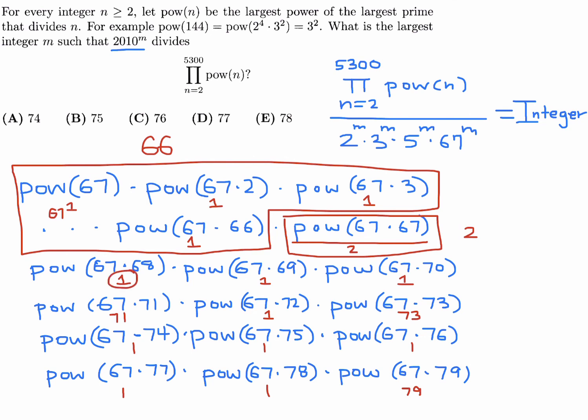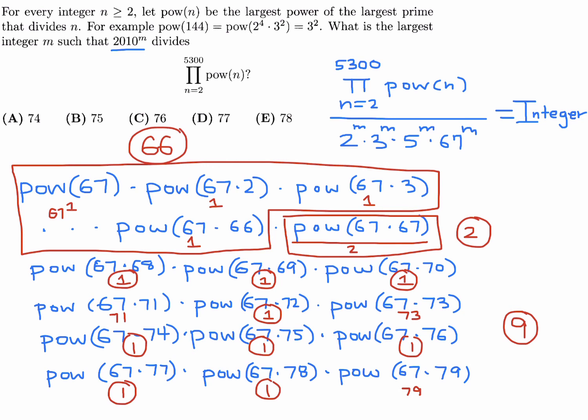And then we're going to add these manually. 1, 2, 3, 4, 5, 6, 7, 8, 9. So I got 9 there. So 9 plus 2, which is 11, plus 66, which is 77. That is going to be up here. If you did this whole thing, it would be 67 to the power of 77. And therefore, the largest possible m in the denominator is 77. Because if it's anything greater than 77, this will not be an integer.